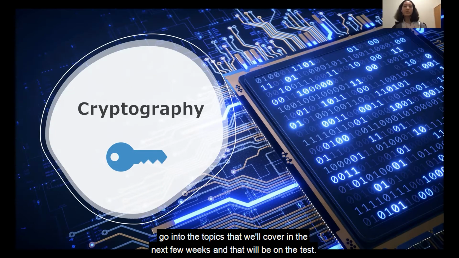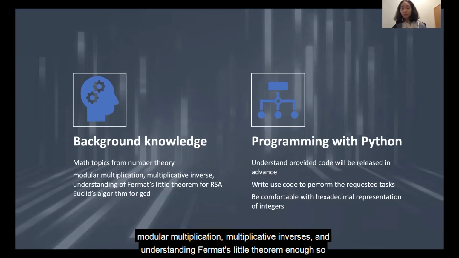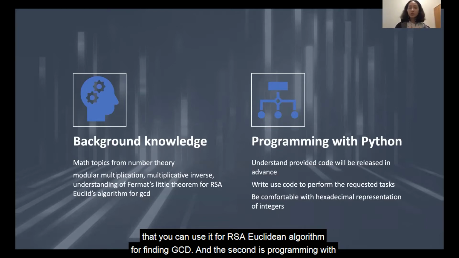Next we'll go into the topics that we'll cover in the next few weeks and that will be on the test. The first one is background knowledge in math, and specifically number theory. So we'll go over modular multiplication, multiplicative inverses, and understanding Fermat's little theorem, enough so that you can use it for RSA, and the Euclidean algorithm for finding GCD.